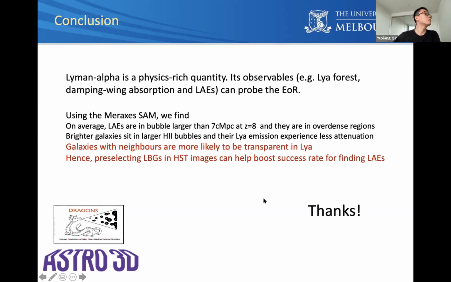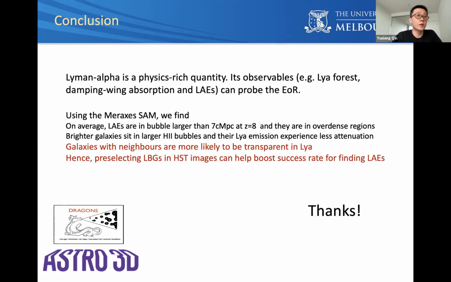Okay, thanks. Thank you, Yuxiang. One question from Luke Barnes. How are you modeling the radiative transfer of Lyman alpha photons through the ISM and IGM?